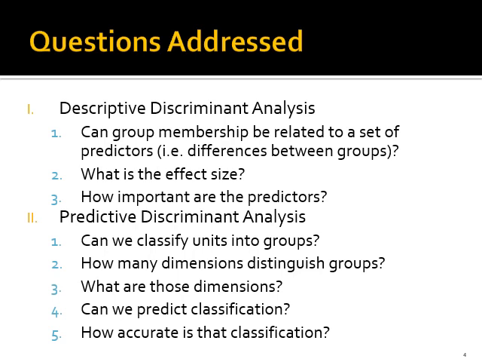Moving on to the predictive part of this, we now want to ask, how can we classify units into groups? And units are people, so how could we use this to actually make predictions? How many dimensions distinguish the groups? So how many factors do we need to be accurate in determining what group each person ends up in that categorical DV? What are those dimensions? So in other words, what predictors go into each factor or function? Can we predict classification? So how good is that prediction and how accurate is that classification?